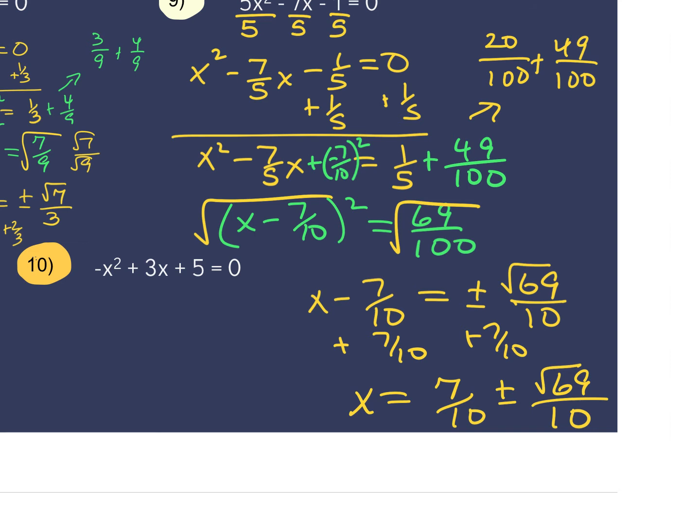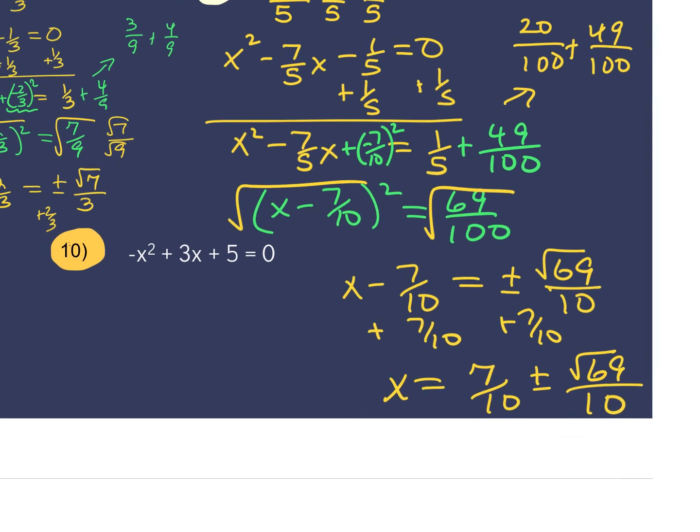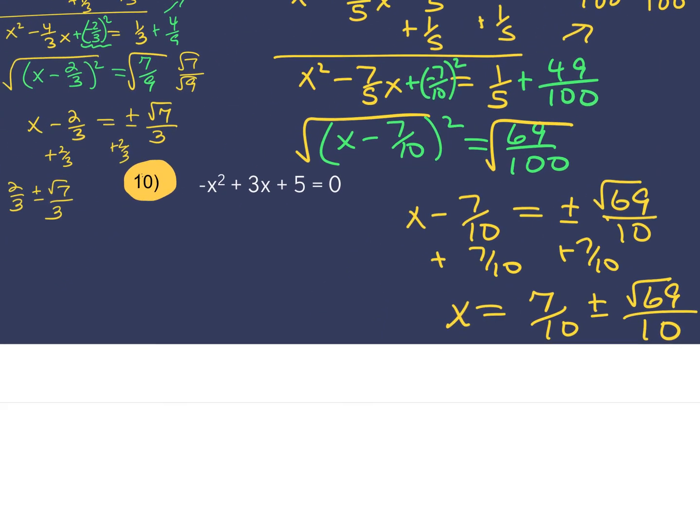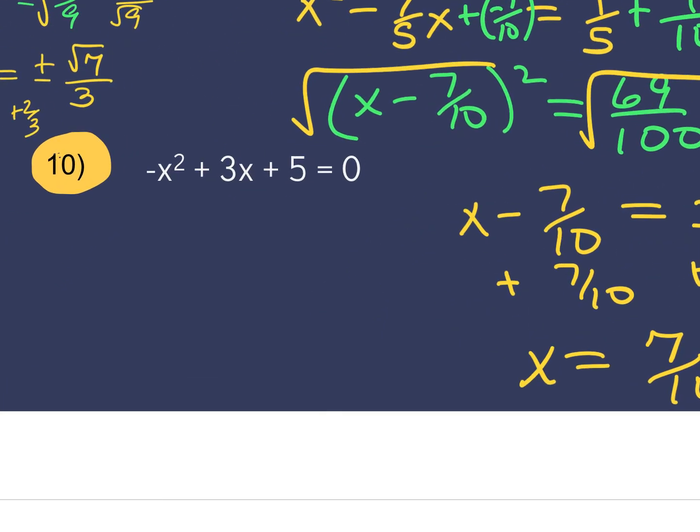Last example, and then I'm going to do one more where there's no solution, because you're going to have a no solution answer in your homework tonight. Or that's due Friday, sorry. Again, the number in front of x squared has to be a positive 1, so I need to divide everything here by a negative 1. So this becomes x squared minus 3x minus 5 equals 0.